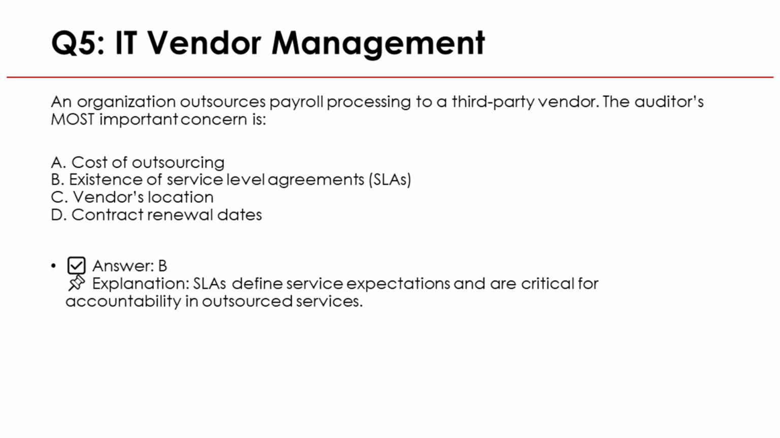An organization outsources payroll processing to a third-party vendor. The auditor's most important concern is: Option A, cost of outsourcing, management's concern. Option B, existence of service-level agreements, SLAs, correct, defines performance expectations. Option C, vendor's location, relevant for regulations, but not primary. Option D, contract renewal dates, minor. Correct answer, B, existence of SLAs. Hiring a caterer without a menu or contract. No way to ensure service quality.